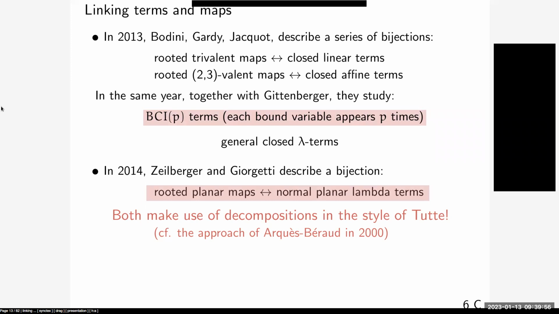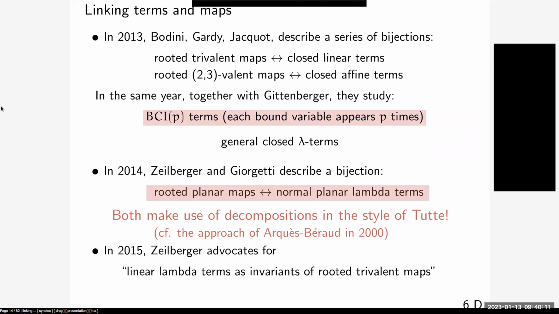And so we can compare this with the approach of Arquès and Béraud in 2000, where they used a similar kind of Tutte-style decomposition for enumerating maps of arbitrary genus. And so in 2015, Zeilberger advocates for the viewpoint of linear lambda terms as invariants of rooted trivalent maps, which is the viewpoint that we'll adopt here.